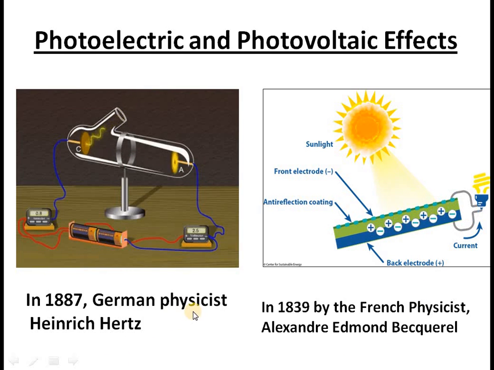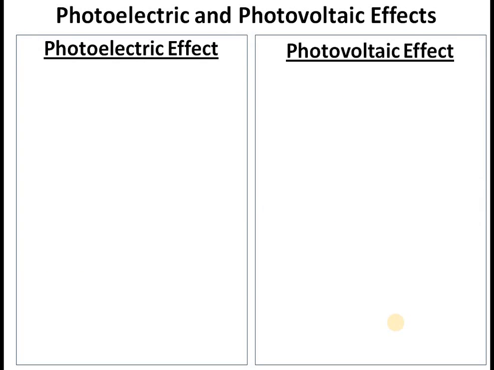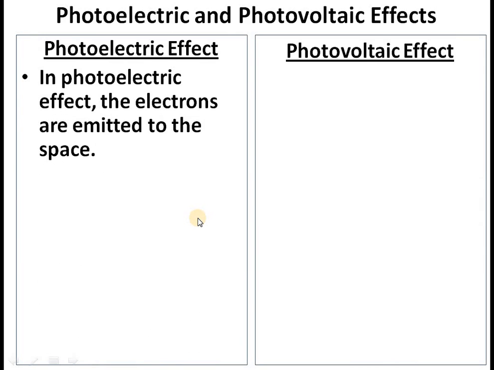And both phenomena, in fact, explained theoretically by Albert Einstein and many other people. But originally, photoelectric effect was discovered by Heinrich Hertz, and photovoltaic effect by Alexander Becquerel. Not Henry Becquerel, don't confuse with Henry Becquerel, that is for radioactivity. So you can distinguish photoelectric effect and photovoltaic effect with some of the important points.